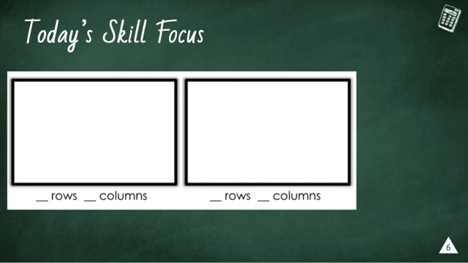Let's say I want to make 2 rows and 4 columns. The first thing I would do is make my 2 rows by splitting my rectangle in half. I will draw a line from side to side to create my rows. Next, I need to create my columns. So now I will be drawing lines from top to bottom to create 4 equal parts.